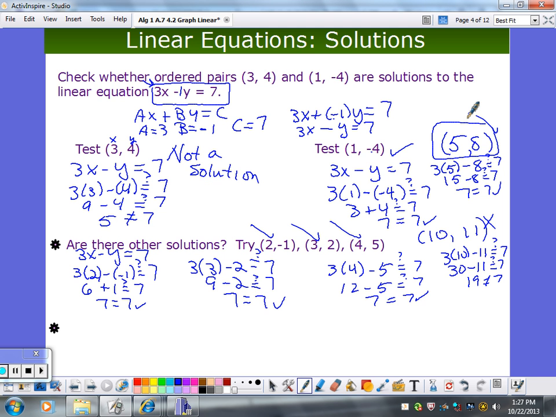You got another one. What about 6, 11? Does that one work? Let's try it. 3 times 6 minus 11. Does that equal 7? 18 minus 11. Well, what's 18 minus 11? So it looks like 6, 11 is another one.